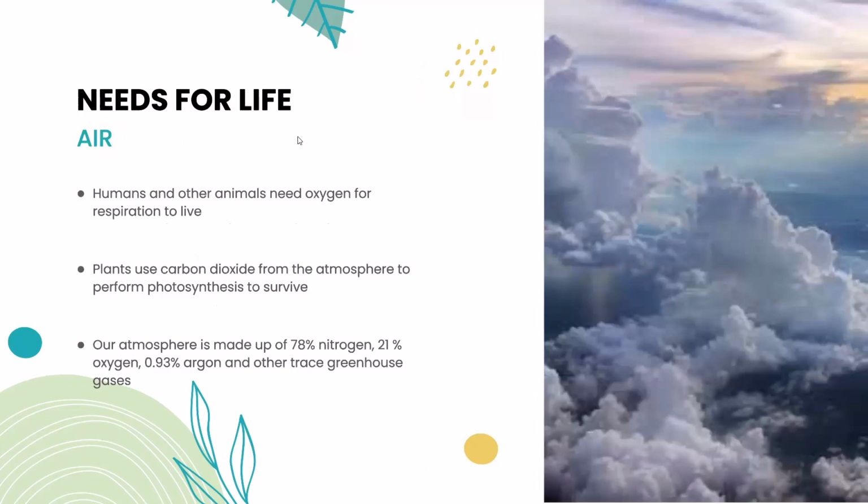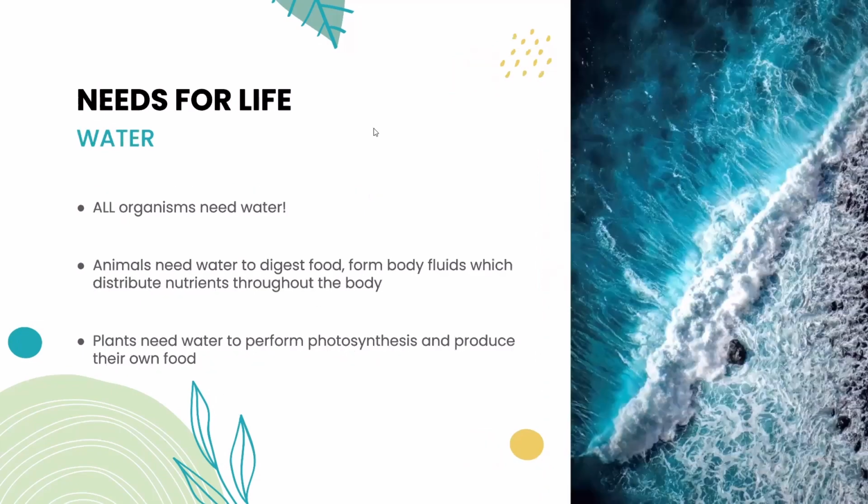Okay, the next one we have is air. The Earth has an atmosphere which includes many gases like nitrogen, oxygen, CO2, and greenhouse gases, which are gases that trap heat in the Earth. Plants use carbon dioxide from the atmosphere to perform photosynthesis, and then humans and other animals breathe in oxygen and let out CO2 into the atmosphere. Next one is water.